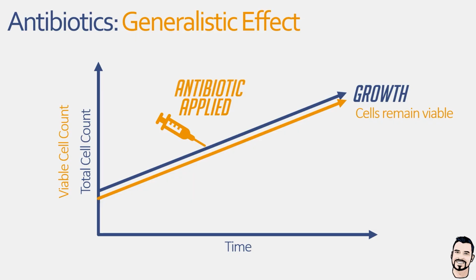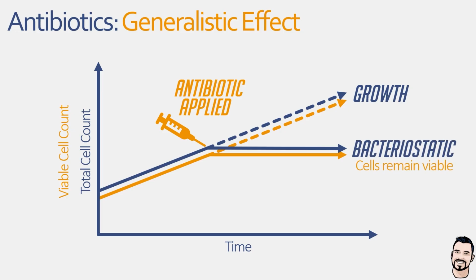And so if we add an antibiotic with bacteriostatic activity, you'll see that both the total cell count and the viable cell count plateau. This tells us the population has essentially paused. The cells aren't dividing, but they're also not being lysed or killed. The antibiotic is simply preventing them from growing without actively killing them.